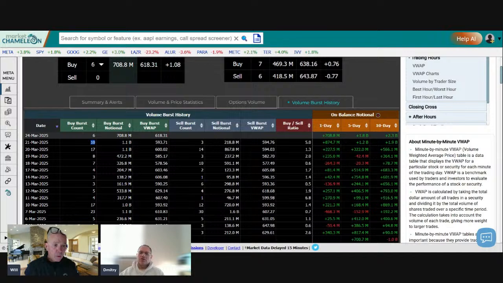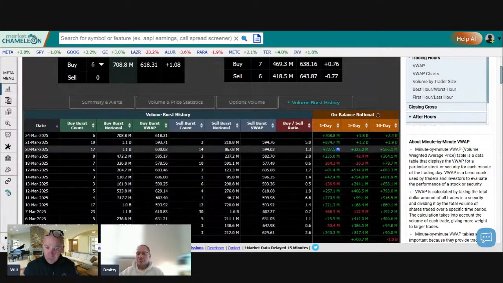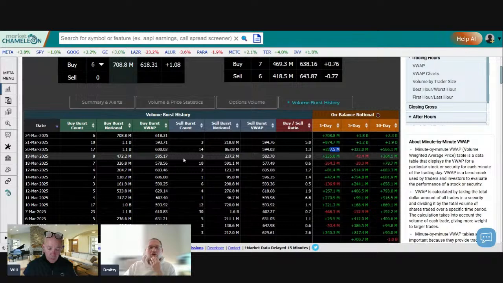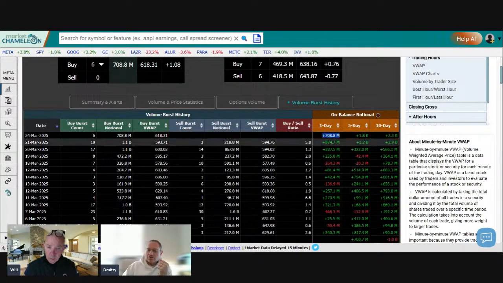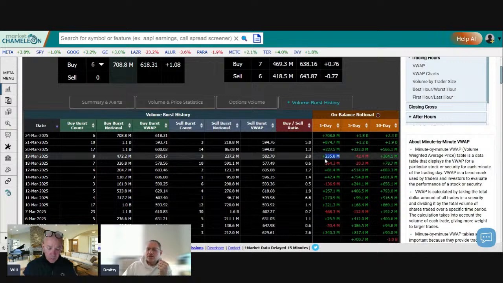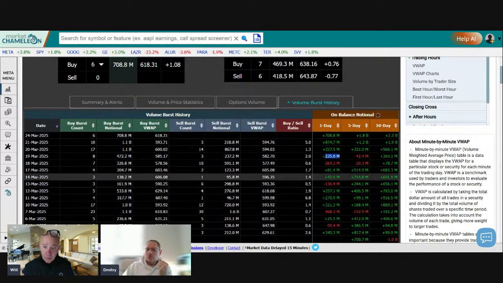And this would be the imbalance or on balance, right? So this would be the dollar value of the buy burst minus the dollar value of the sell burst. So for example, if on March 18th, we saw $326 million worth of buy burst versus 591 million sell burst. So on balance, it was a larger sell than buy. All right. So these are the daily imbalance or on balance volume notional.